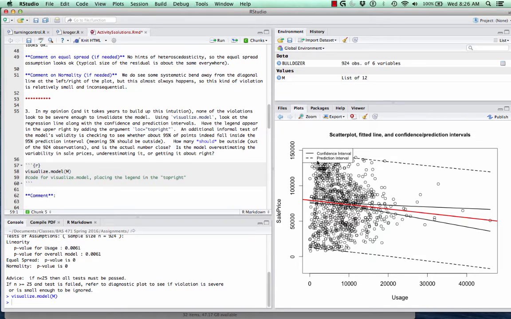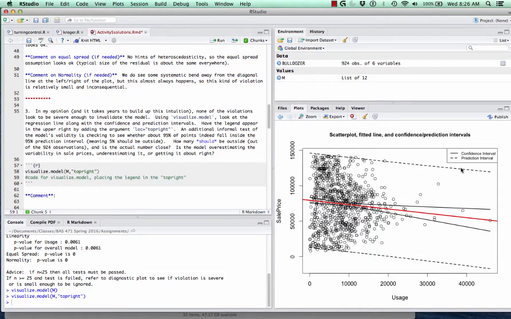Now notice the legend is kind of in an inconvenient place. It's covering up some stuff, and so there's some flexibility in where we put that. I'm going to add in an additional argument, top right in double quotes. That's just going to move the legend over here. Okay.